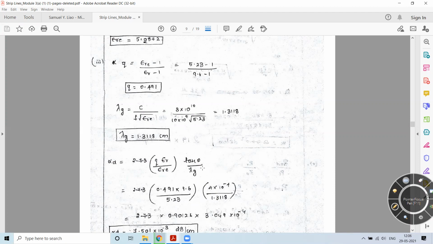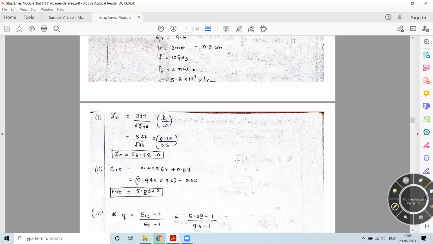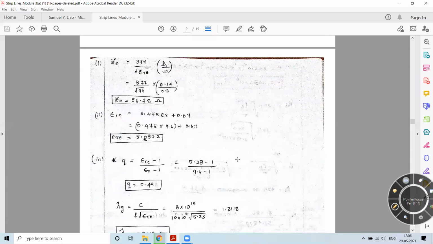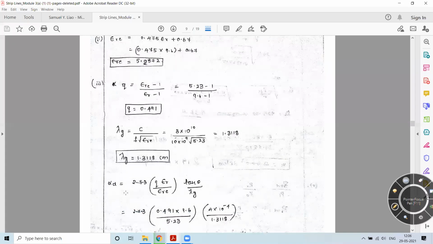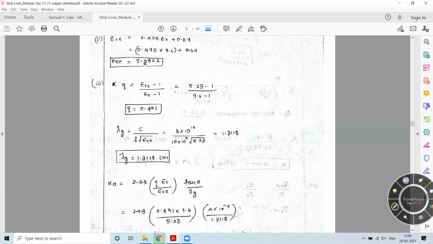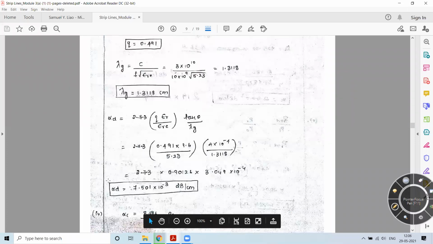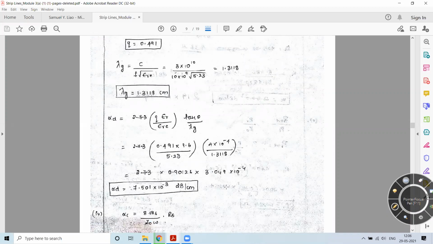This lambda g can be obtained from the given frequency. We consider the speed of the wave as c, which is 3 into 10 raised to 8 meters per second. When we simplify, this is the equation we are utilizing, and we get 1.3118 centimeter. When we substitute these parameters, we get the attenuation due to the dielectric as 7.5 into 10 raised to minus 3 dB per centimeter.